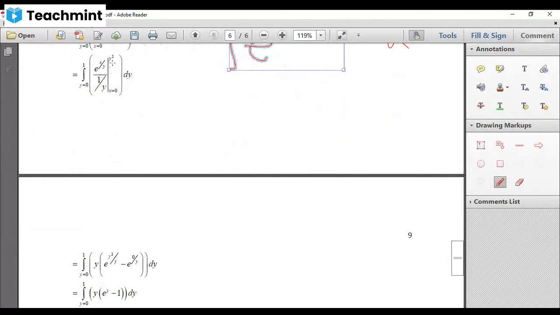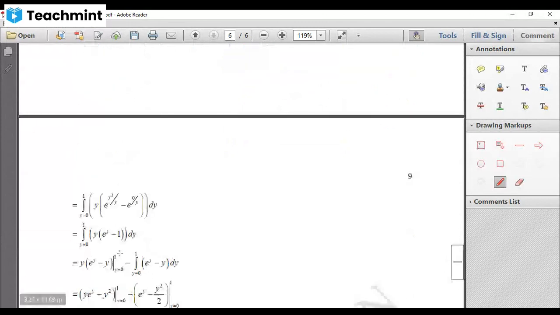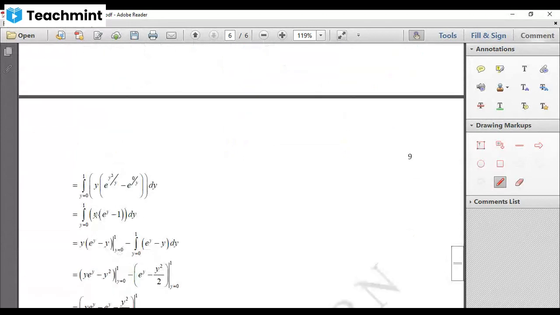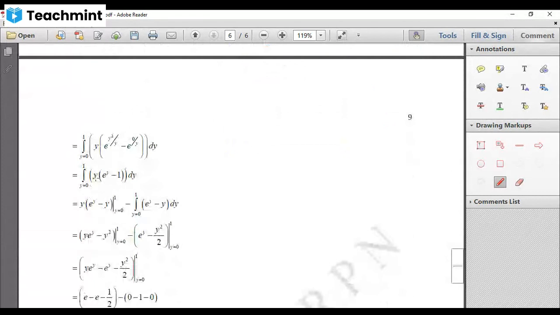Now apply the limits. If you put y square, you will get e to the power of y square by y minus e to the power of 0 by y. So you'll get this much. Multiply them. And you know that this is a product of two functions. Therefore, I have to apply integration by parts for this.